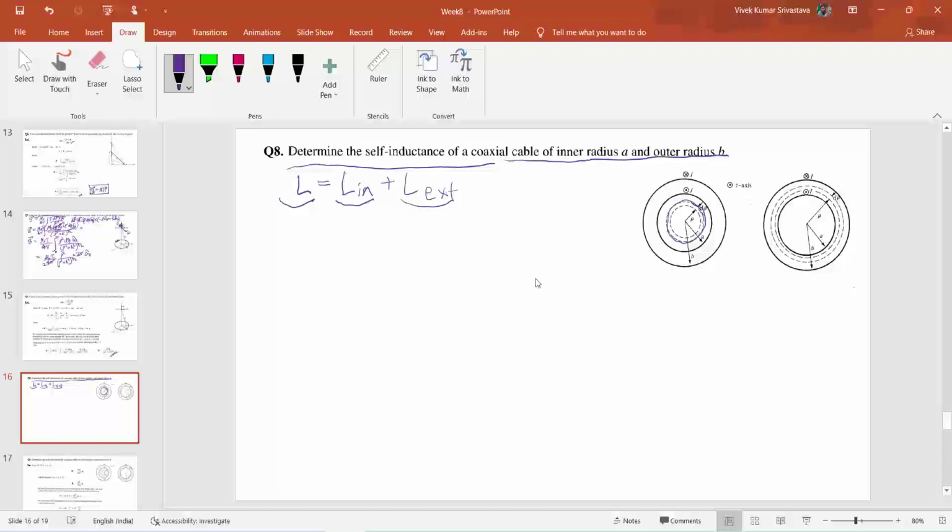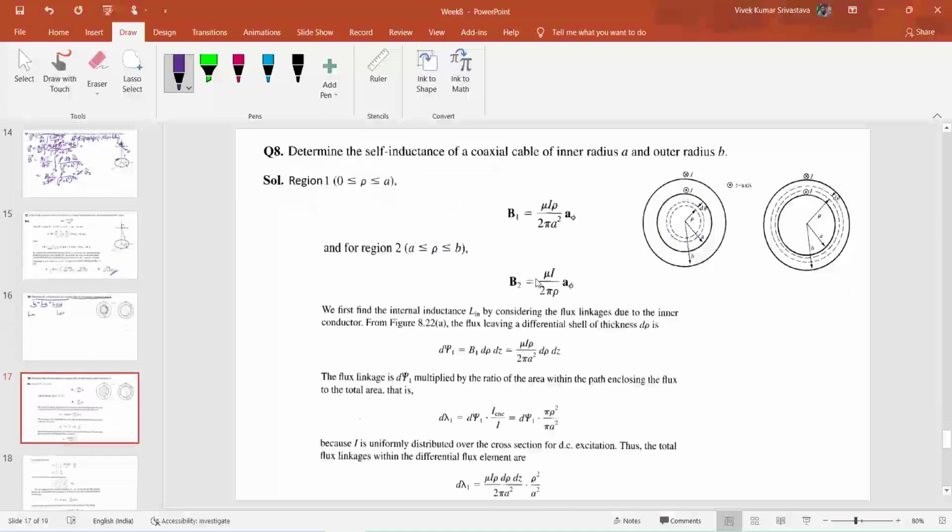Okay, so what I will do is first determine the internal inductance, and then I will determine the external inductance separately, and then I will add these two inductances for determining the total inductance. So for determining the inductance, we know that it is defined as the flux linking through the coil divided by the current flowing through the coil. Okay, so we have to first find out the flux.